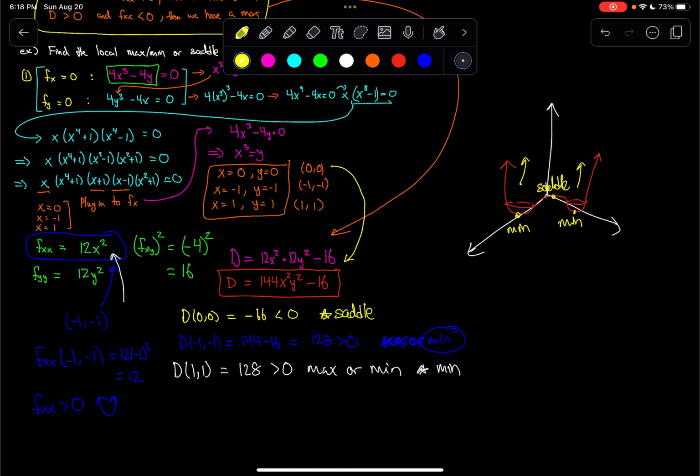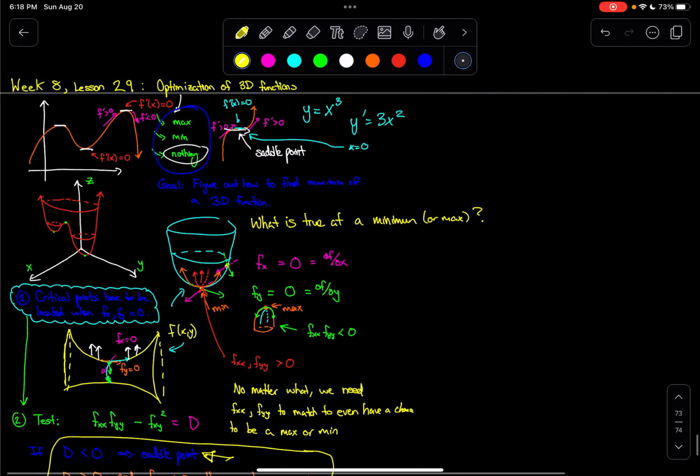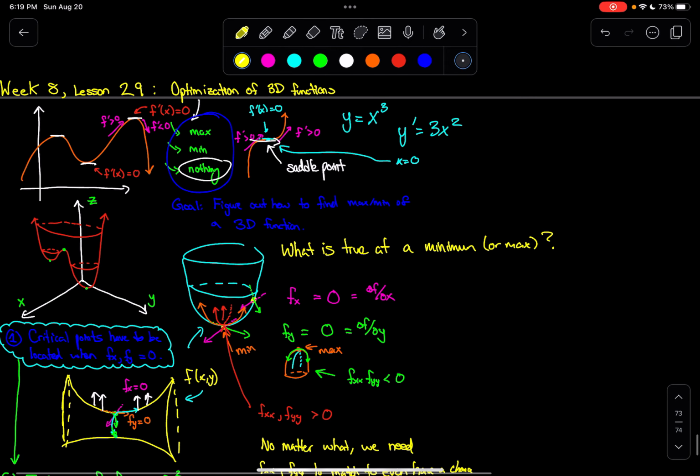Okay, so that's going to do it for basically optimization. Now there is a little bit more to this in terms of absolute maxes and mins, and you can read about it in the text. But I will not test you on that. It's not super important to what we've been doing.